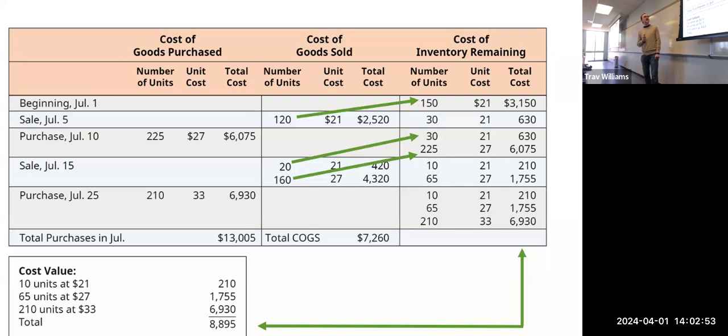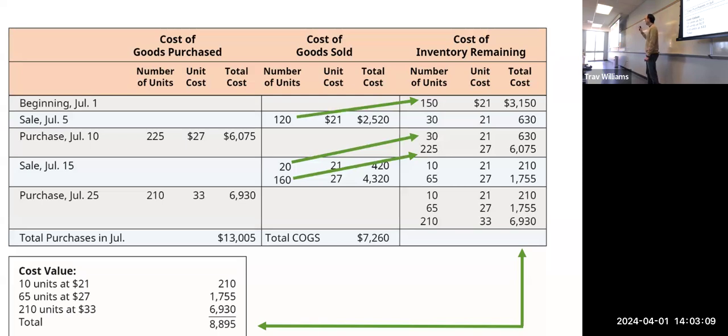Okay. Then they buy some more inventory. They buy 225 units at $27 each. Notice it's in the cost of goods purchased column, right? And this is the total cost.